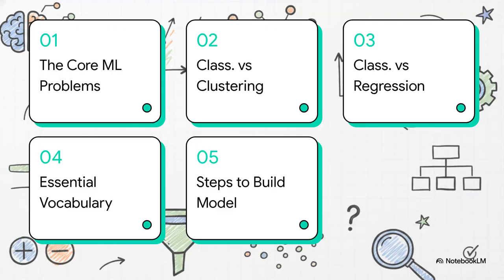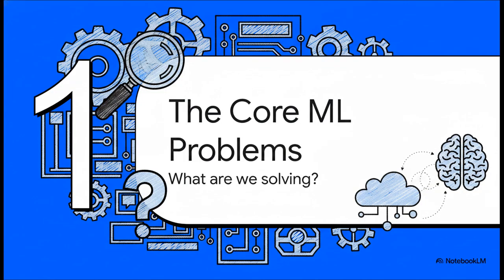We'll hit the core ML problems, look at classification versus clustering, contrast classification with regression, cover some essential vocabulary, and finish up with the steps to build a model. All right, Section 1, the core ML problems. What exactly are we solving?